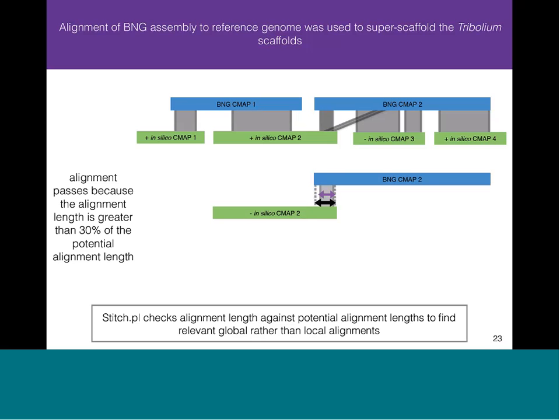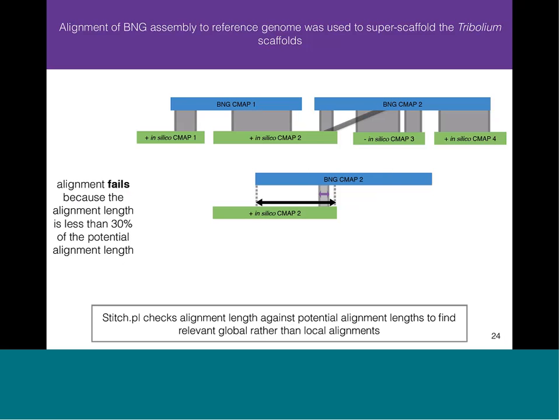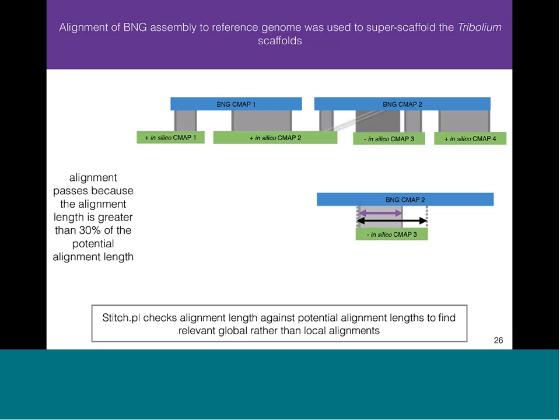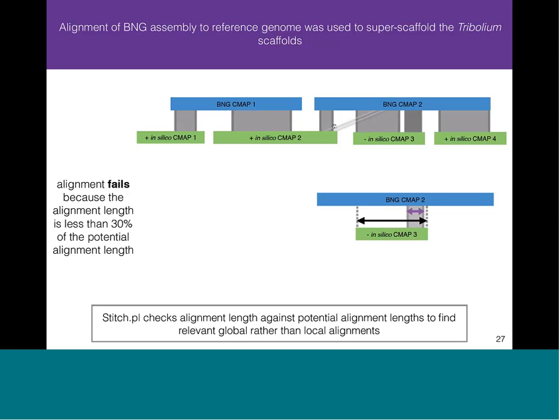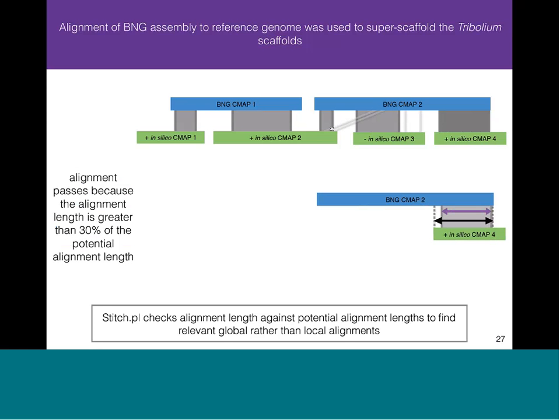And the fourth alignment, once we calculated the total potential alignment length, would fail because it's less than 30% of that. And this alignment would pass. Another alignment between the same CMAPs would fail because it's less than 30% of its potential length. And the final one would pass. So there we're really just screening for our highest quality global alignment.